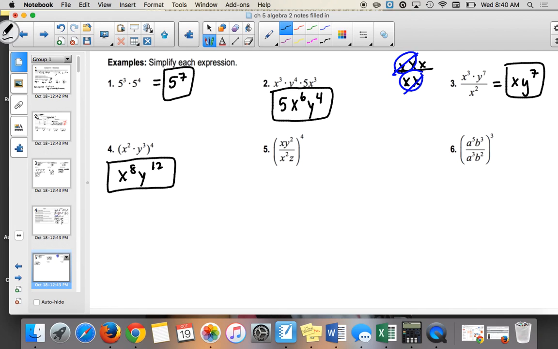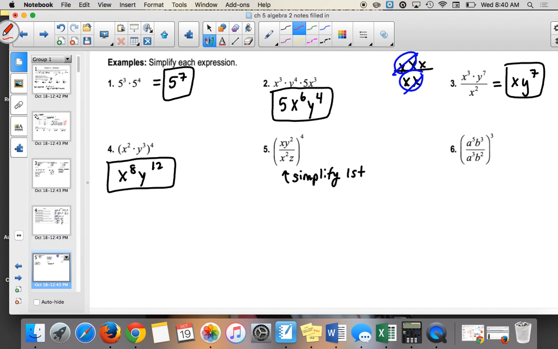Okay, so the next one involves something to the 4th. You could raise it to the 4th, like take every single power and raise it to the 4th now. Or you can simplify first and then raise. So I'm going to simplify first. You don't have to do that. It just makes it easier if you have smaller numbers, or if you have lots of big numbers, I guess.